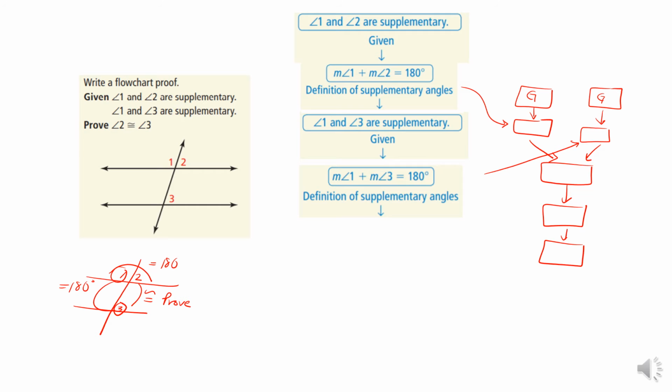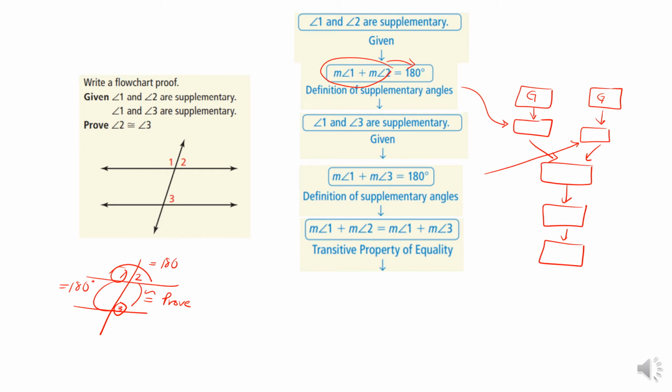So from here, now that we've proved this, we're going to say the measure of angle 1 plus the measure of angle 2 equals the measure of angle 1 plus the measure of angle 3. They used the transitive property. They said, since this equals 180 and 180 equals this, then this equals this. Okay? So you can do it back and forth like that. Then they said the measure of angle 2 equals the measure of angle 3 by the subtraction property. I subtracted the measure of angle 1 from both sides.